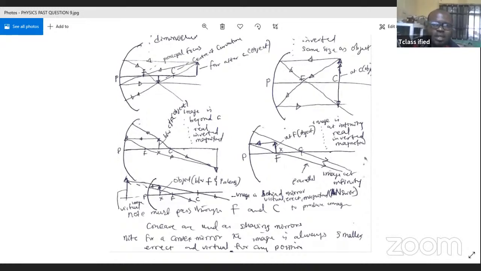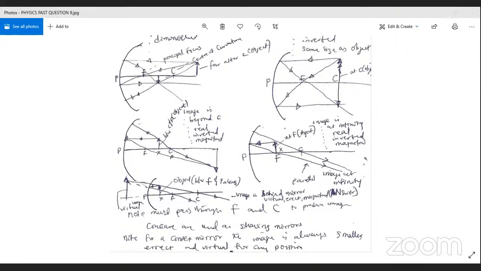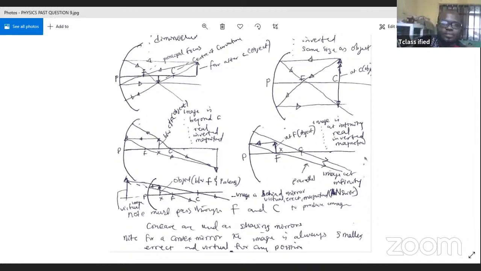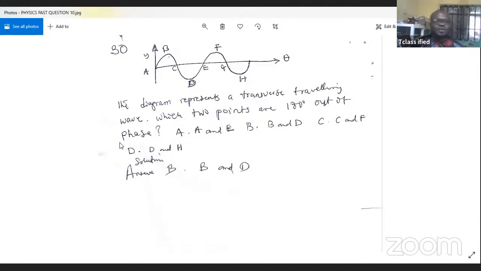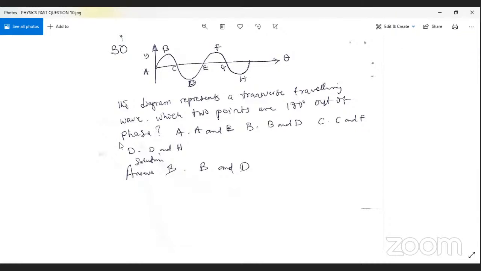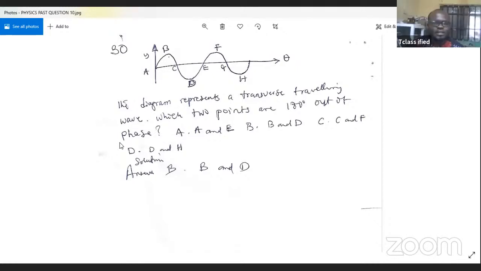We just finished 29, so let's look at 30. Please, once you can see 30, let me know. I can see it now. Okay. The diagram above represents a transverse traveling wave. Which two points are 180 degrees out of phase?